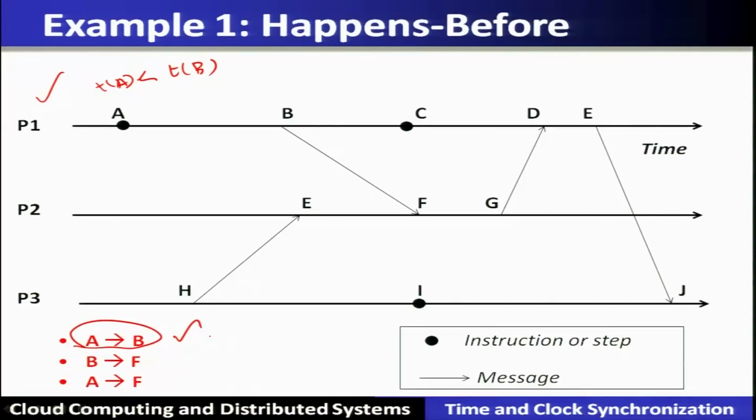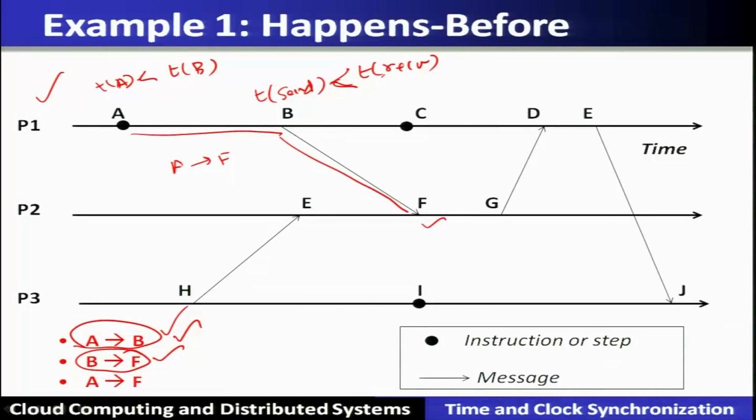The second one is B has happened before F. B is a send event, so the time of sending, which is maintained by P1, is less than the time when the message is received, as far as rule 2 is concerned. Hence, B has happened before F. Similarly, A has happened before F. By the transitivity property, A has happened before B and B has happened before F. Therefore, A has happened before F through the transitive property. So, there is a causal path. This is also called a causal path. If there exists a causal path, it will connect all the events using this happened before relation.